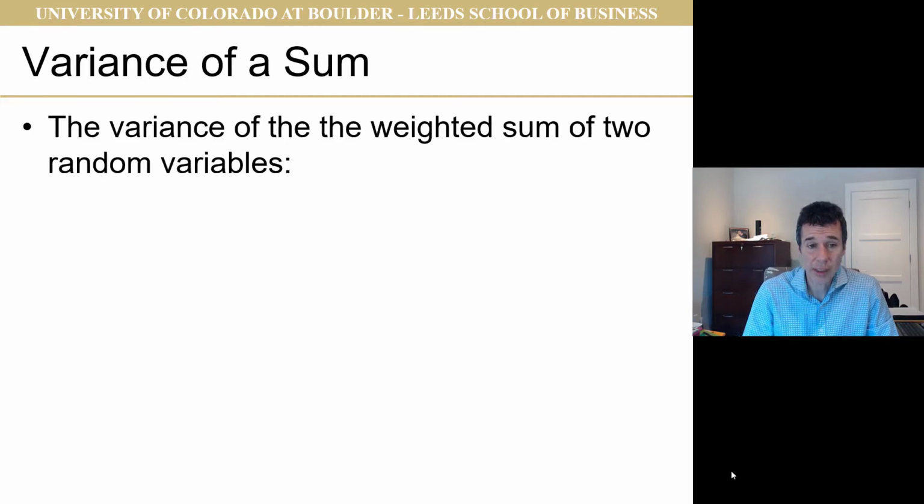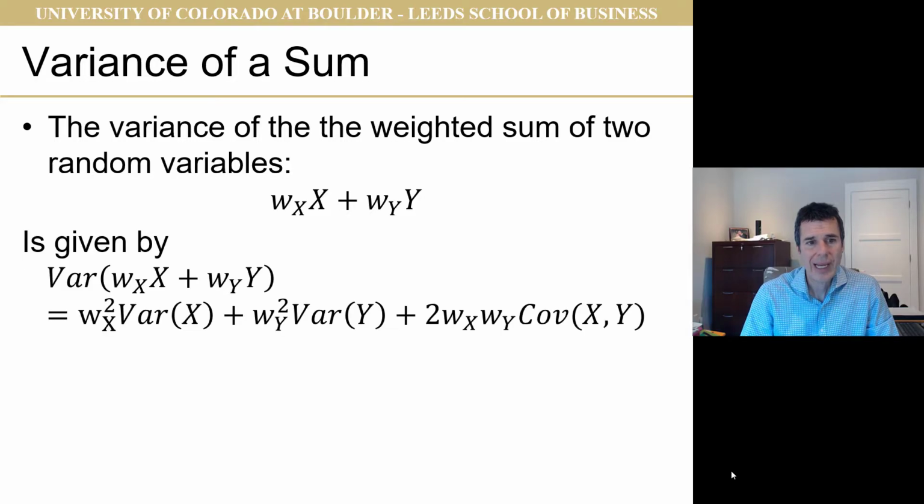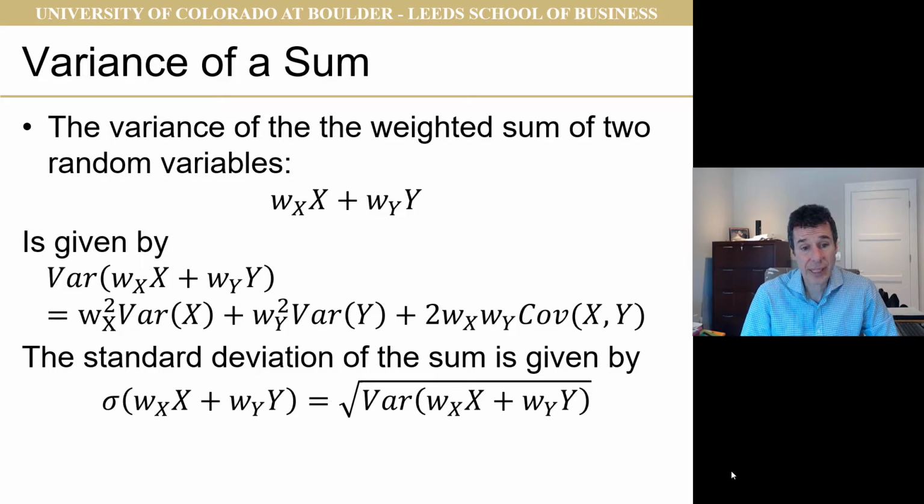Now the variance is a little more complicated. So again, we have our weighted sum of two random variables, x and y are our variables, and the variance of the weighted sum is w sub x squared times the variance of x plus w sub y squared times the variance of y plus 2 w sub x w sub y covariance of xy. And of course, covariance is the standard deviation of x times the standard deviation of y times the correlation. We can calculate the standard deviation, typically written as sigma, as the square root of the variance.